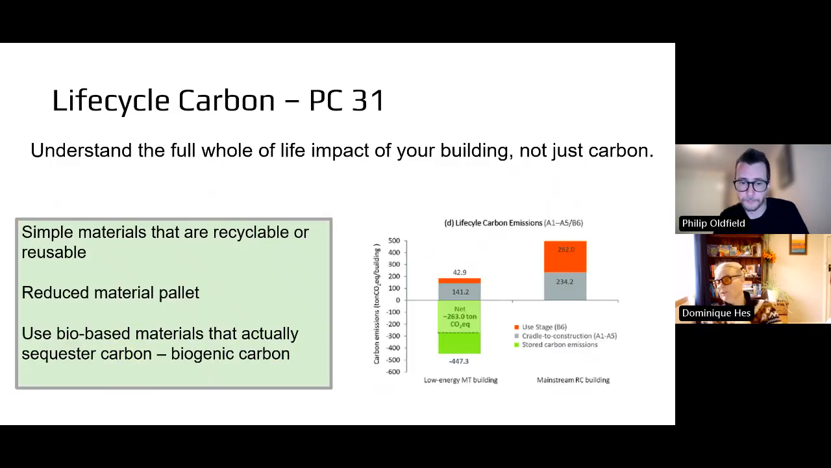And so my top tips, Pete, Phil, if you want to add: simplify your material palettes and look for recyclable or reusable materials. Think about things such as, and we talk about it in the course, materials passports and so forth. That's a way of people knowing what's in your building when it gets broken down at the end of life. Don't talk about end of life as demolition, but actually about resource recovery. And think about your bio-based materials, as Phil's already gone through in a lot of detail. Any top tips for PC31? No, I think you've covered them all there.